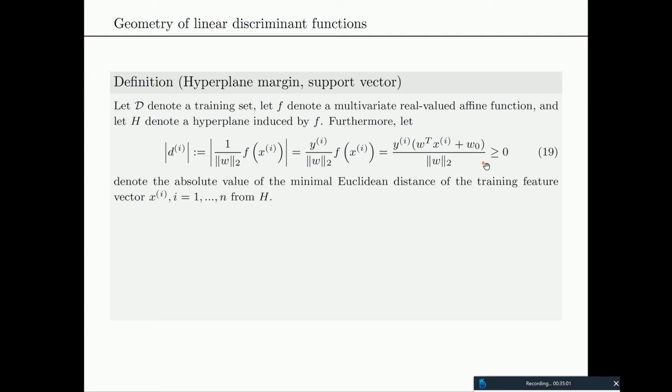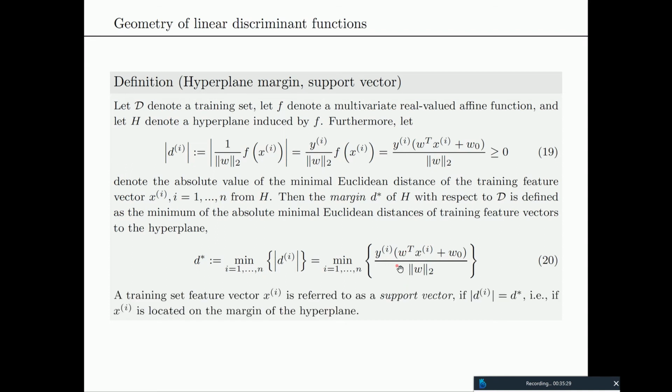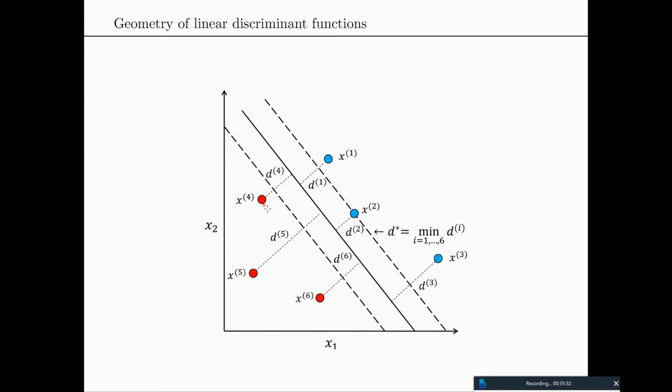Of course, it's zero if the feature vector lies on the hyperplane. Otherwise, it's larger than zero because it's an absolute value. Now, what's the margin? The margin is the minimum of all these absolute distances. So the margin d star is the minimum over the distances. For these training data points, that's a distance, and one of these distances is the smallest distance, and in this case this is the distance of the feature vector x2, and the margin is defined as this smallest distance.